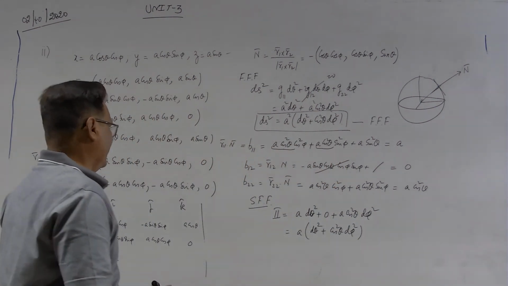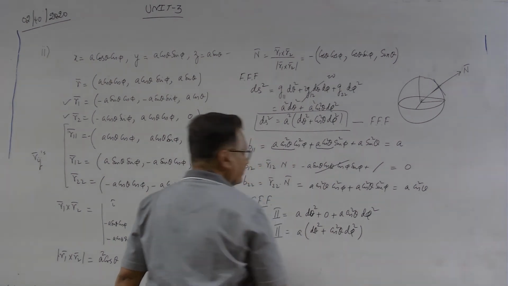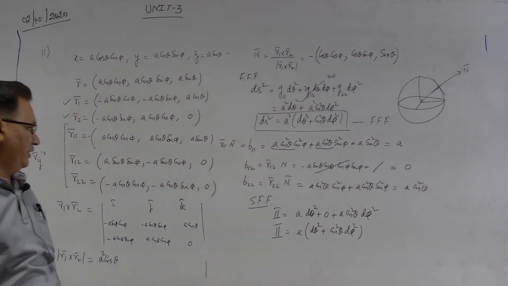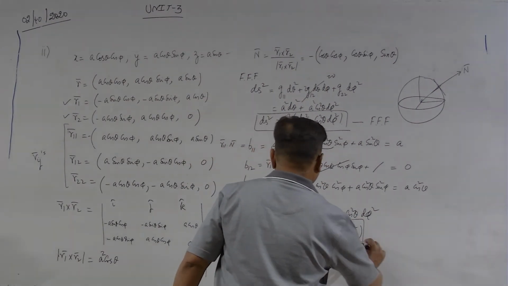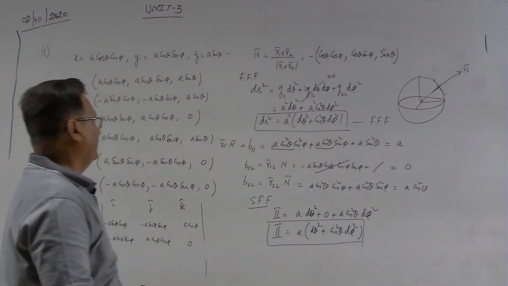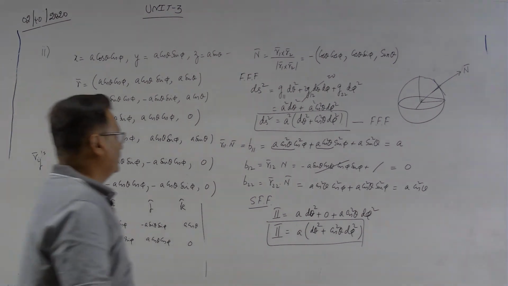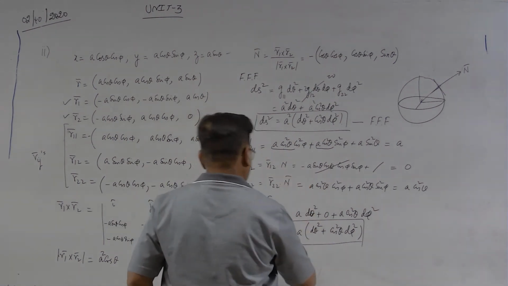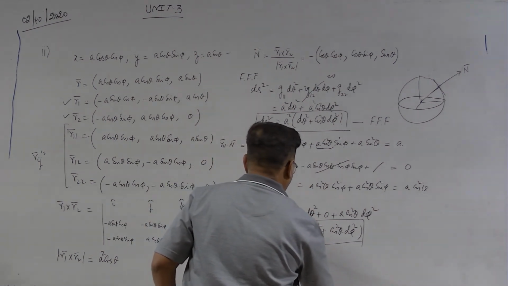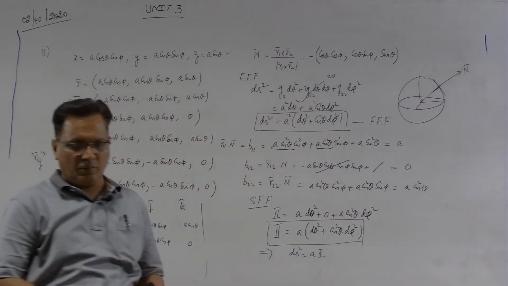Now, you see what is the relationship between the first fundamental form and the second fundamental form. You can see that the first fundamental form is A times the second fundamental form. So, it follows from the two box relation that ds square equals A times the second fundamental form.